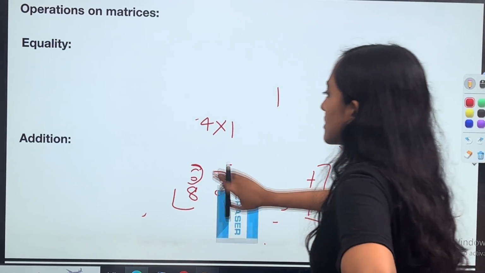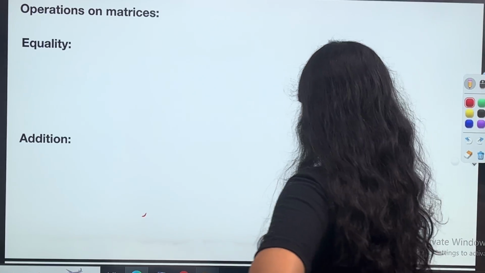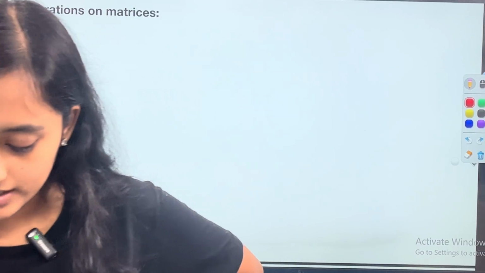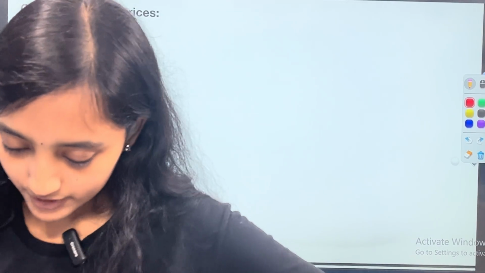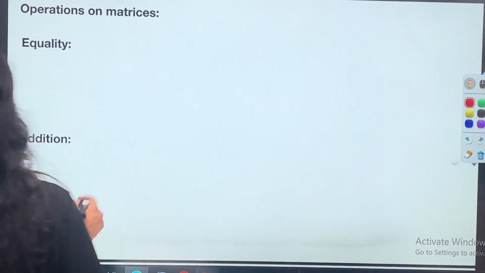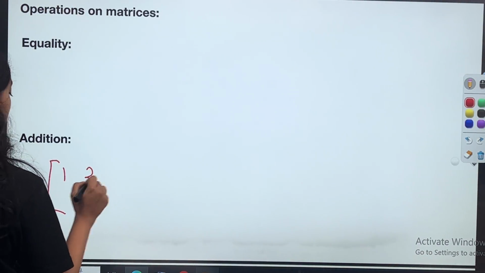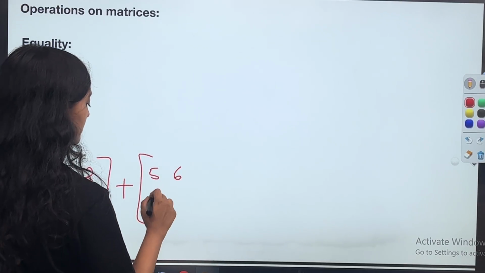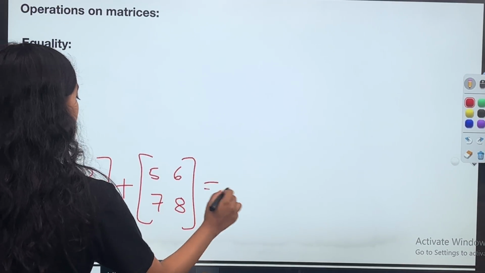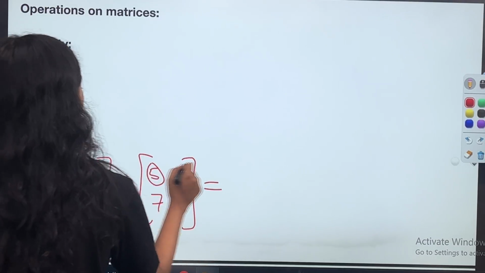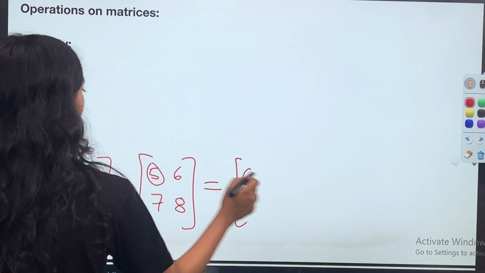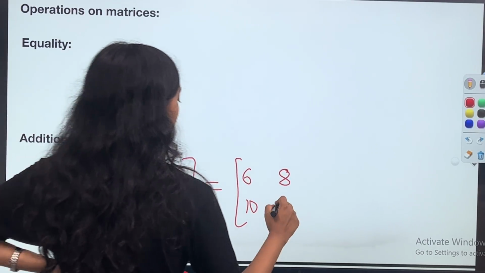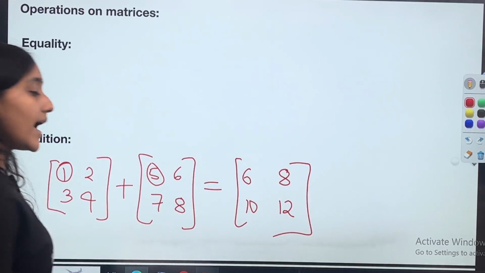Next, how do you do the addition of matrices? Addition of matrices will follow the simple ways in which you do addition. For example, if you have 1, 2, 3, 4 plus 5, 6, 7, 8, this will be element to element. 1 plus 5 is 6. 2 plus 6 is 8. 3 plus 7 is 10. 4 plus 8 is 12. So this will be addition of matrices.